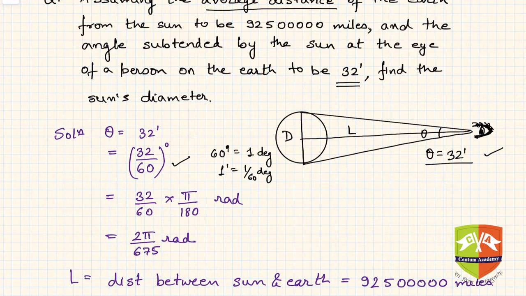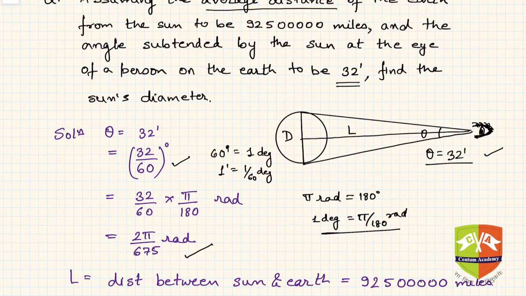And we also know that pi radian is equal to 180 degrees. So hence I know that 1 degree will be equal to pi upon 180 radians, isn't it? So once I know this, the angle after conversion, you will get 2 pi by 365 radians. This is the angle subtended by the diameter of the Sun onto the eye of the observer.